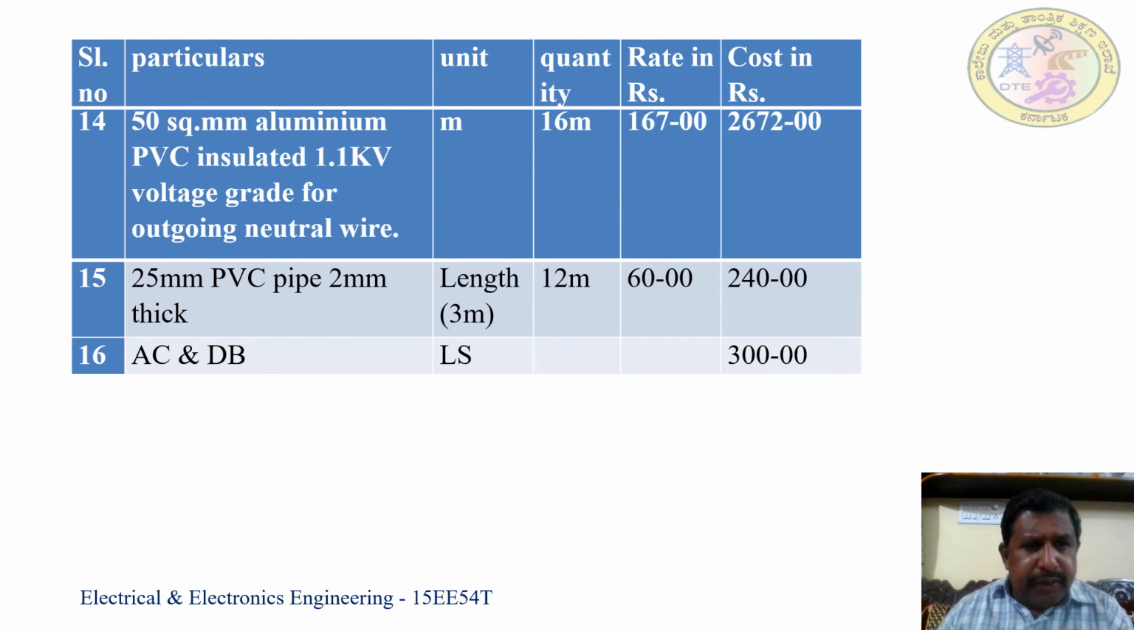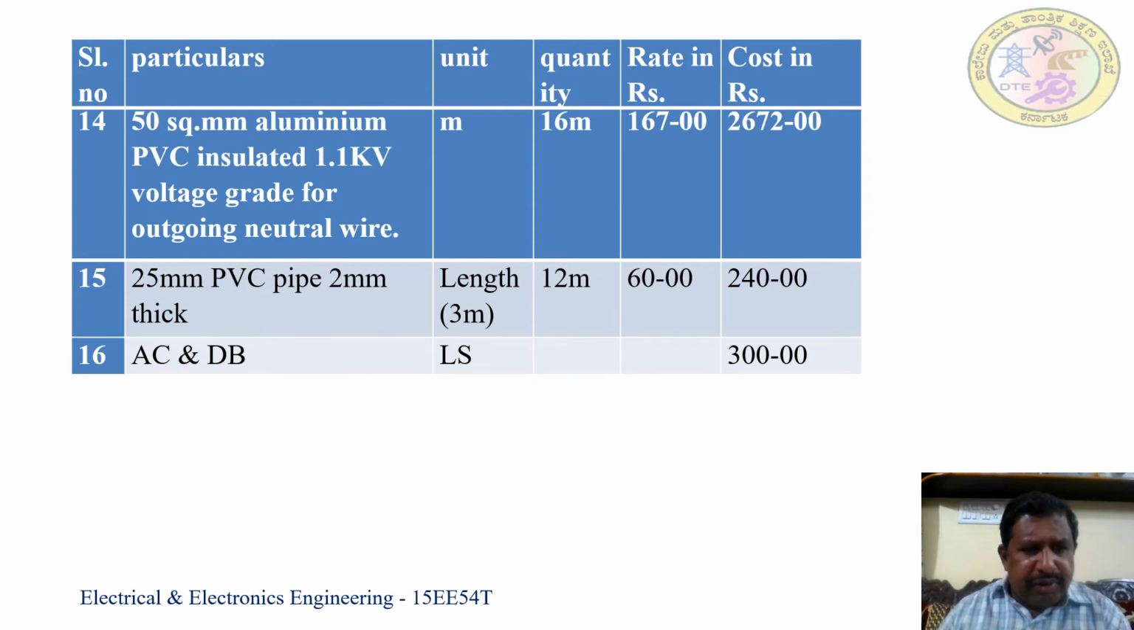Here the item is 50 square mm aluminum PVC insulated 1.1 kV voltage grade cable for outgoing neutral on the LT side. The unit is in meter, quantity required is 16 meter and the rate per meter is 167 and the cost is 2672.